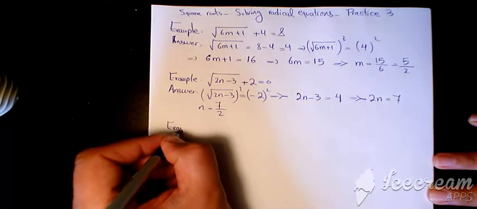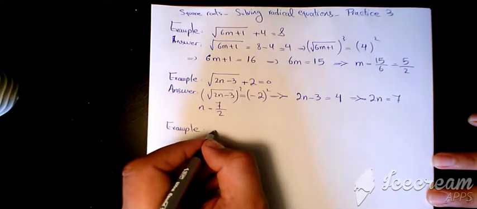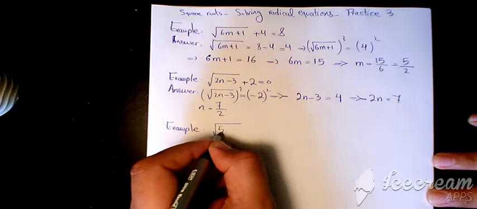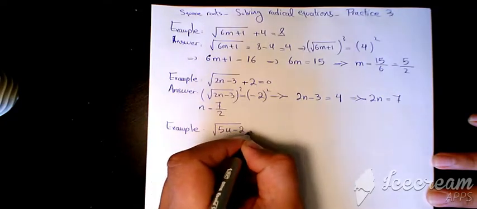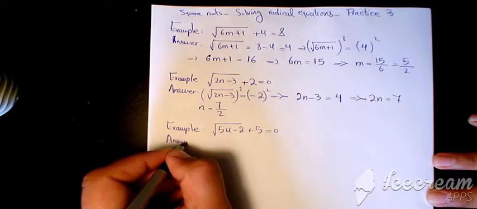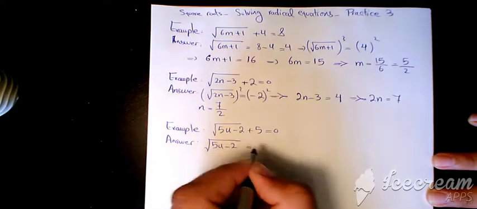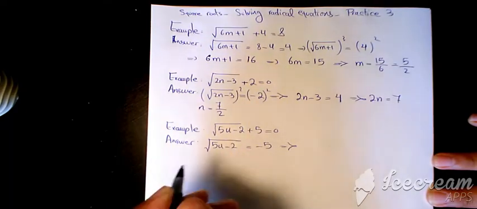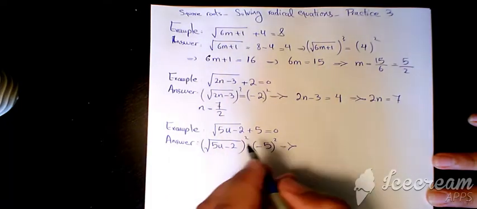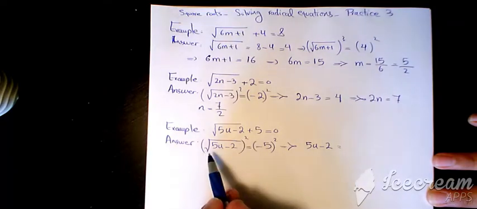Next example, we have square root of 5u minus 2, plus 5 equals 0. Answer is 5u minus 2 equals negative 5. Then we squared both sides. We have then 5u minus 2. Why? Because square and square root cancel each other.